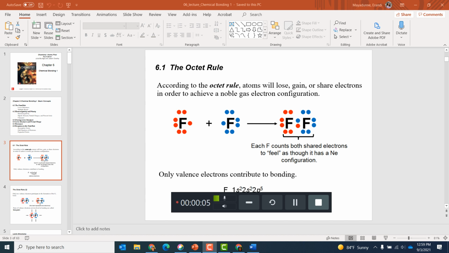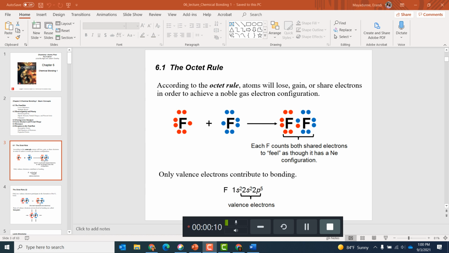I'm Dr. Maya Dune. Here we are studying chemical bonding. This is part 1. I will explain what chemical bonding is. Here you will see the octet rule. What is the octet rule? We already discussed.